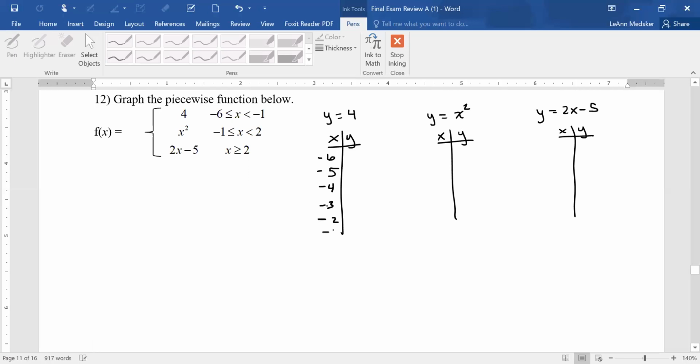-3, -2, -1. Now you don't have to do every point in between. I'm just doing that for emphasis on here. You want to make sure you have enough points to plot though. And this function is y equals 4, so no matter what x you plug in, it will always have a y value of 4 because there is no x in the function.